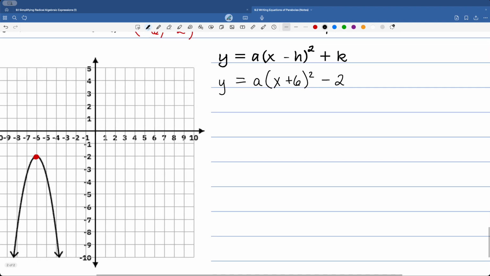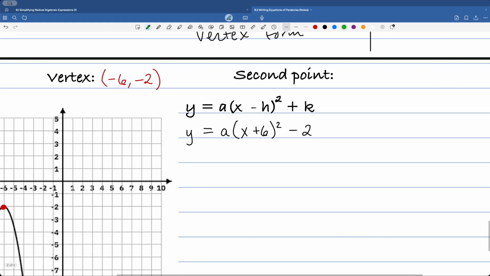Now, you'll notice on this graph, we don't have the y-intercept. But once we get it into vertex form, then we can take this equation and figure out what the actual y-intercept is. For this graph, we're going to need to find a second point. Let's use this one here, or we could even use this one. A little bit smaller numbers do make it a little bit easier to do some basic calculations. So we're going to use -4, -8 as our second point.